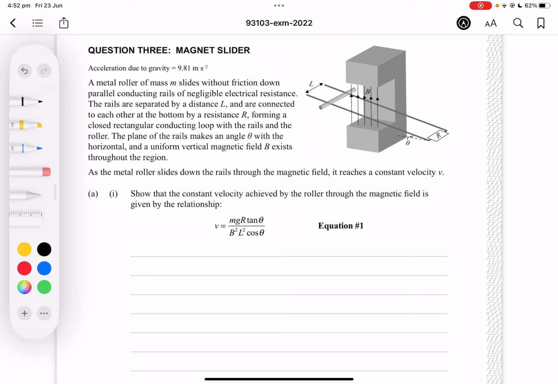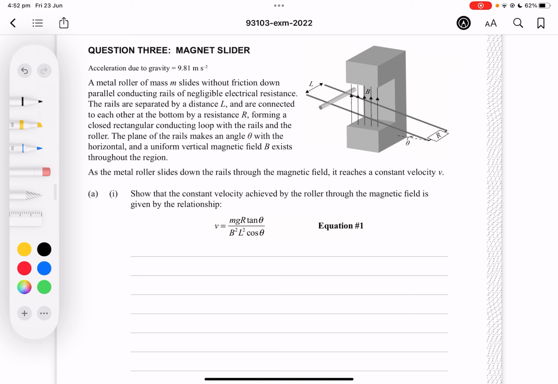Okay, so for this question, there's going to be some component of the weight force acting down the ramp, and that's going to be setting the bar down towards the bottom of the ramp. There's also, when the bar starts to cut the magnetic field, going to be some perpendicular component that cuts the magnetic field, and that's going to produce a force in the opposite direction of the bar rolling downwards, and it's going to counteract the weight force going down.